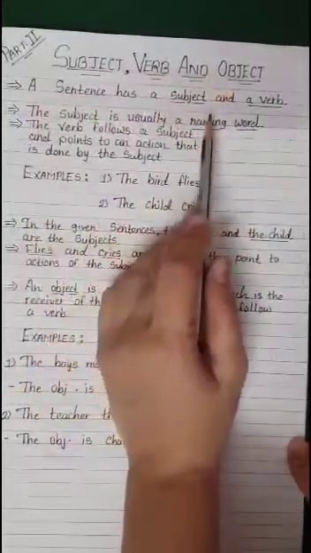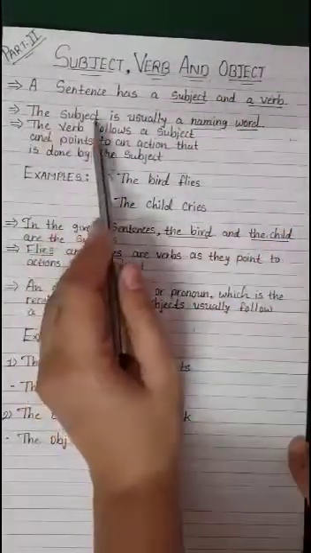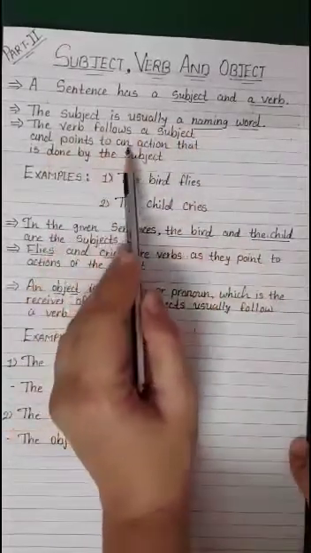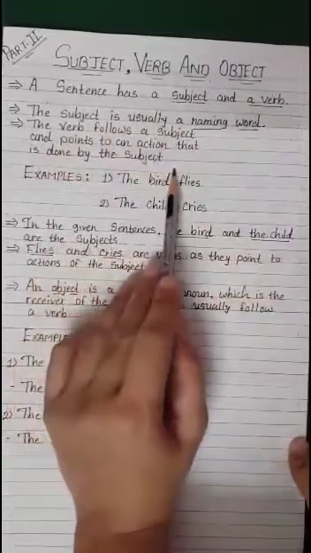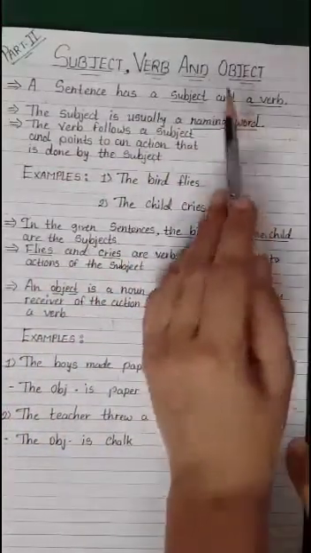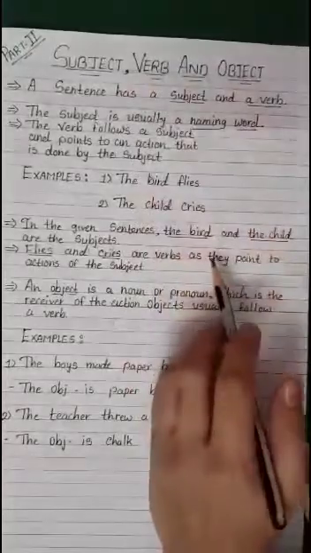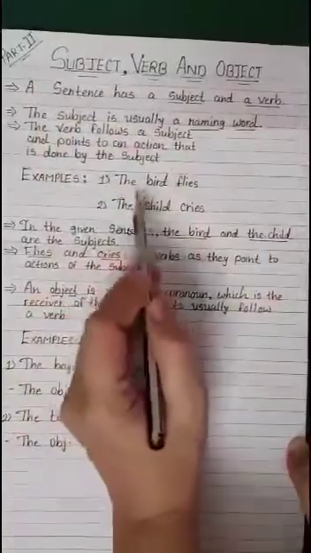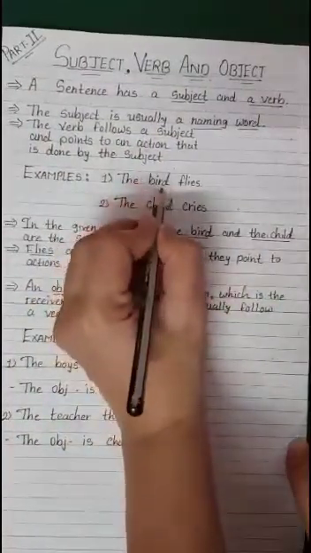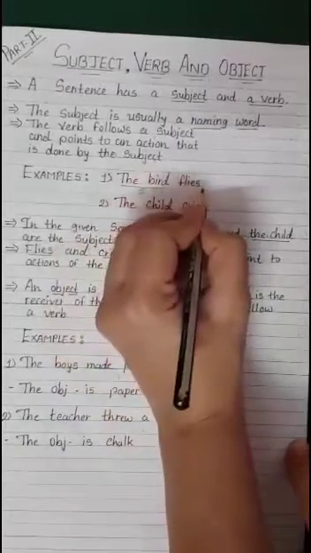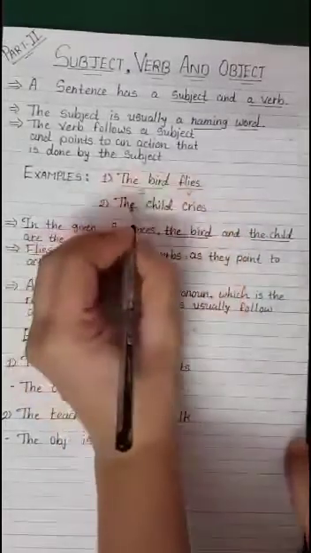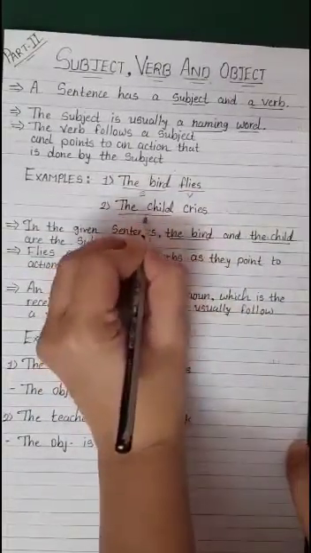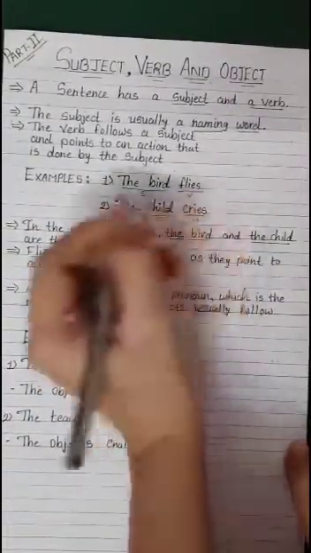A sentence has a subject and a verb. The subject is usually a naming word. The verb follows the subject and points to an action that is done by the subject. The subject is a person or a naming word, and the verb is the action done by the subject. Example number 1: the bird flies. The bird is the subject and flies is the verb. Second, the child cries. The child is the subject and cries is the verb.